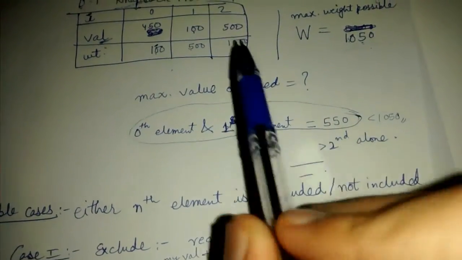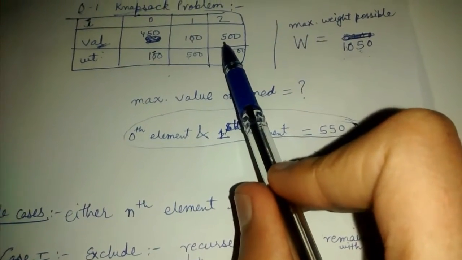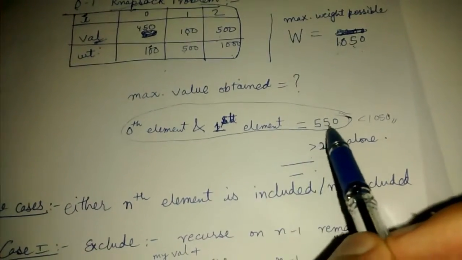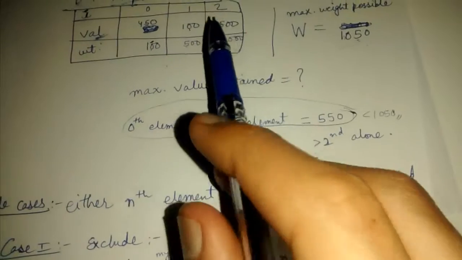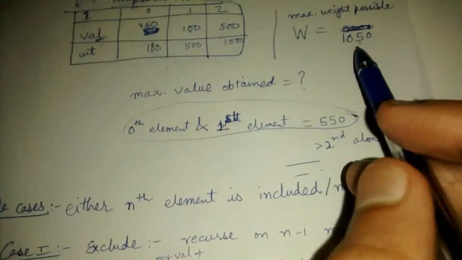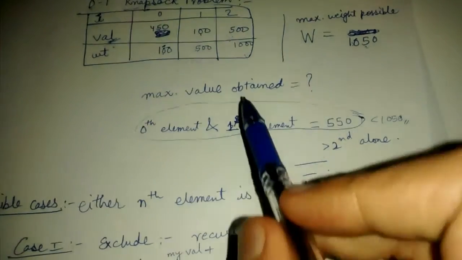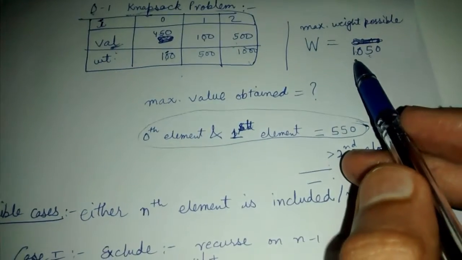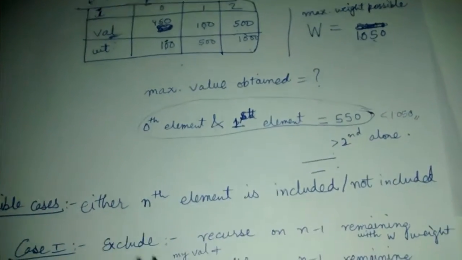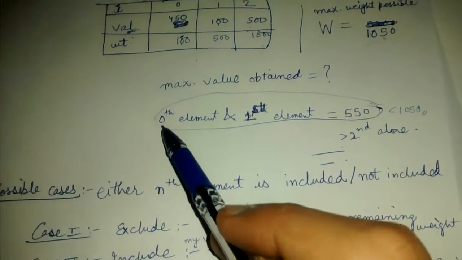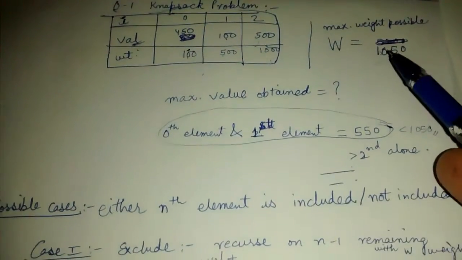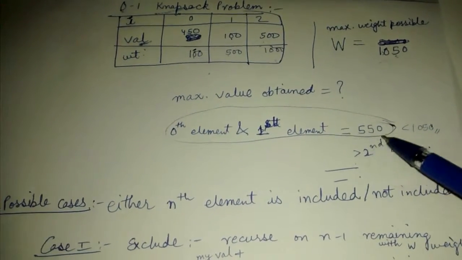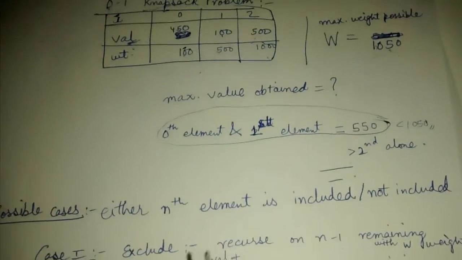Another example is the second element alone. So we include just this, which is 500 rupees, less than our first choice. The weight is 1000, which is still less than the maximum possible. But now we can't include the 0th element because otherwise the weight will be 1100 in that case. So the final answer will be that the 0th element and the first element should be put into the bag so that the maximum value is reached, that is 550 rupees.